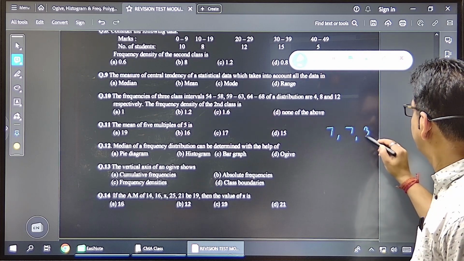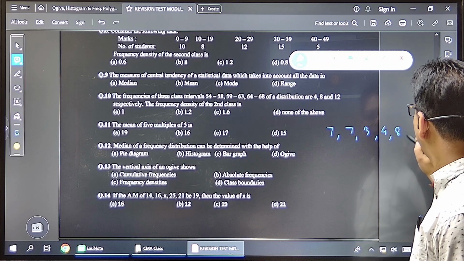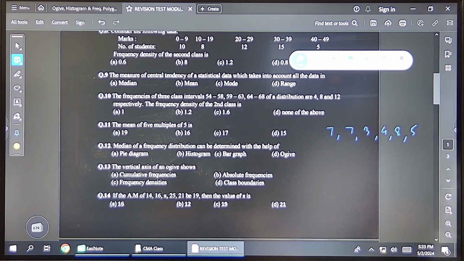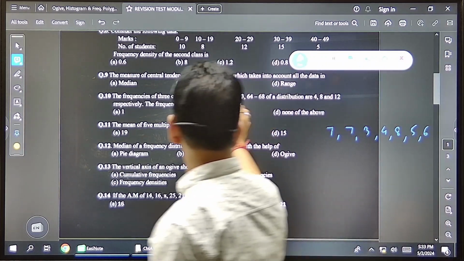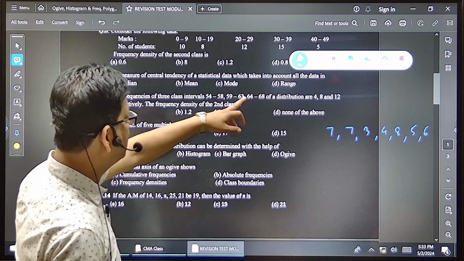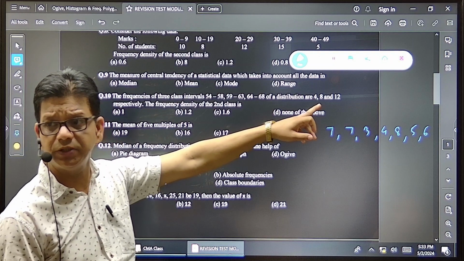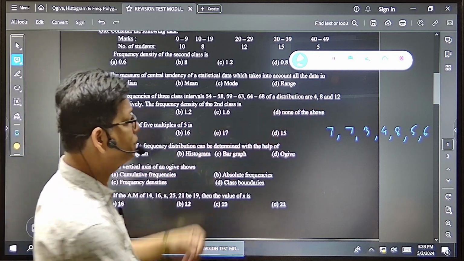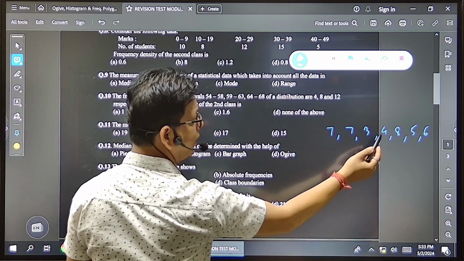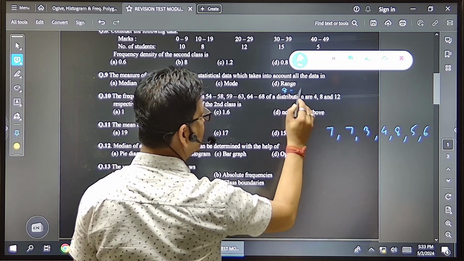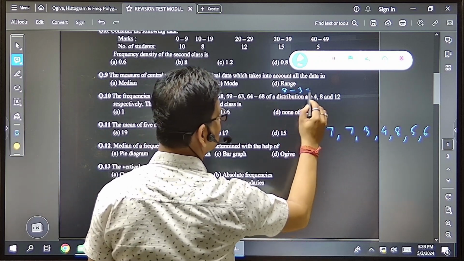Suppose I have some numbers like this. 7, 7, 3, 4, 8, 5. Done. Try to understand this. 1, 2, 3, 4, 5. One more, suppose 6. Now 4 options are given: mean, median, mode, and range. Now, try to understand the range. What does range mean? Just now you have done highest minus lowest. So which is the highest here? 8. Lowest? 3.